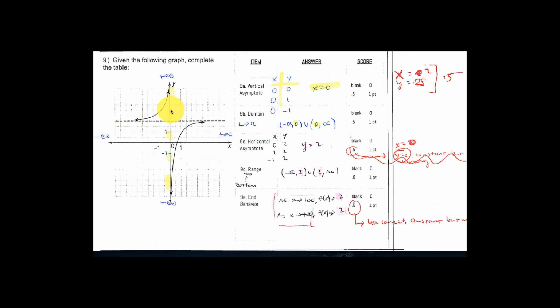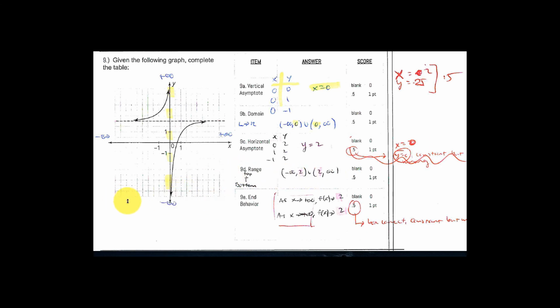2 more boxes, 3. Again, the horizontal asymptote, I just picked 3 ordered pairs on there, so that's (0, 2), (1, 2), (-1, 2). And essentially that's the equation of a horizontal line. All my y values are 2. I gave you 0.5 if you wrote x equals 0 or y equals 0.